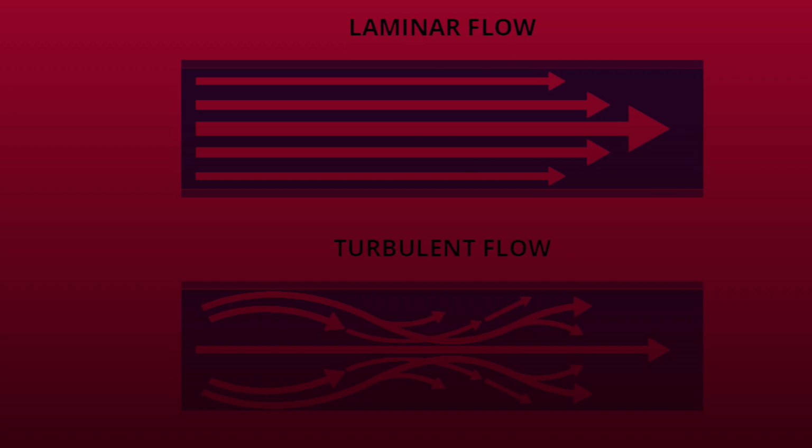The transition between these two regimes is predicted using the Reynolds number, which compares inertial forces to viscous forces. Laminar flow offers predictability and lower frictional losses, while turbulent flow enhances mixing and improves cleaning efficiency. Choosing and controlling the correct flow regime is a key part of hydraulic design.